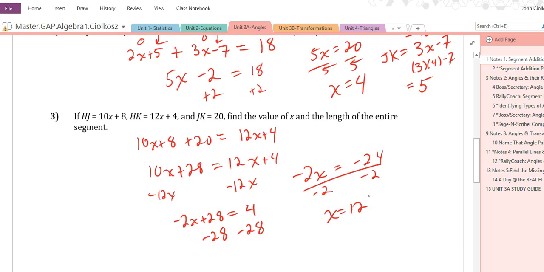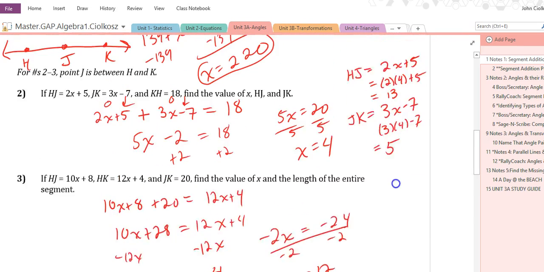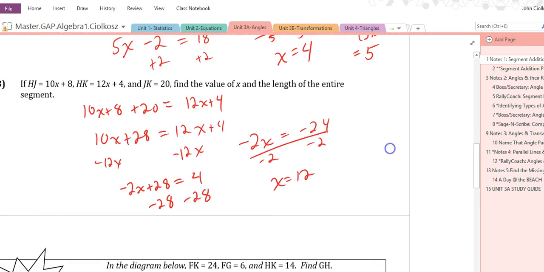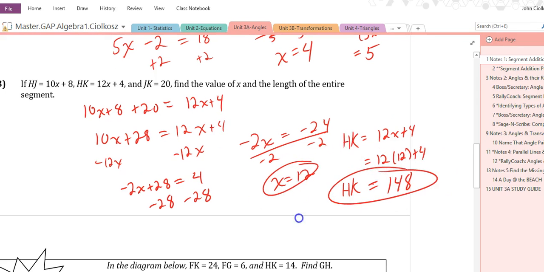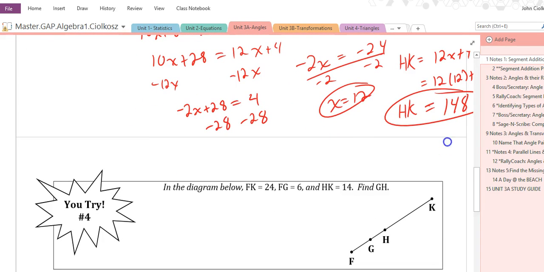So it says find the value of x and the length of the entire segment. Well, the whole segment, that's HK. So HK, 12x plus 4. So that's 12 times 12 plus 4. So that gives us 148 for HK. Okay. Always make sure you nice and clearly identify or circle those answers for me. Alright, moving on here.